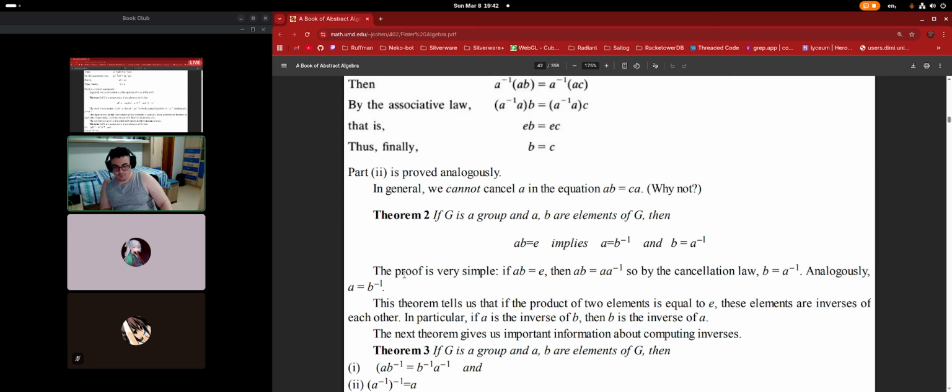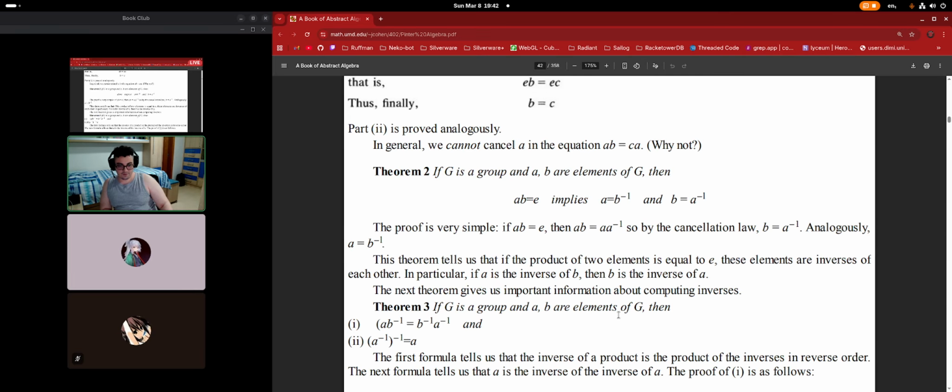If AB equals E, then if you undo the identity, you can say that B is equal to A operation with A's inverse. And so by the cancellation that we just used in theorem 1, you can cancel the A on both sides, and then you have this, and you can do the same by saying that E is equal to B and B inverse. This theorem tells us that if the product of two elements is equal to E, these elements are inverses of each other. In particular, if A is the inverse of B, then B is the inverse of A.